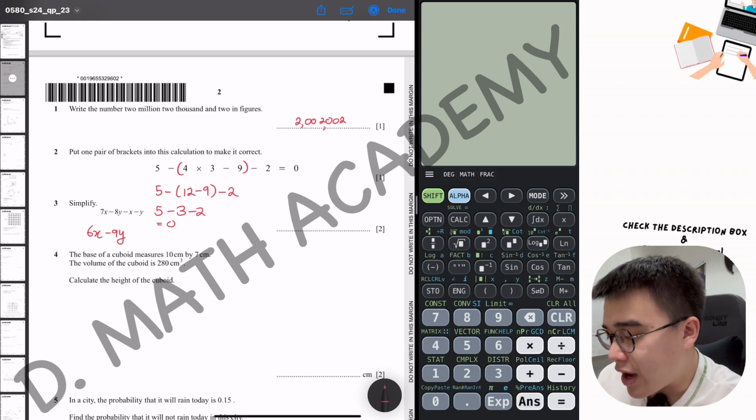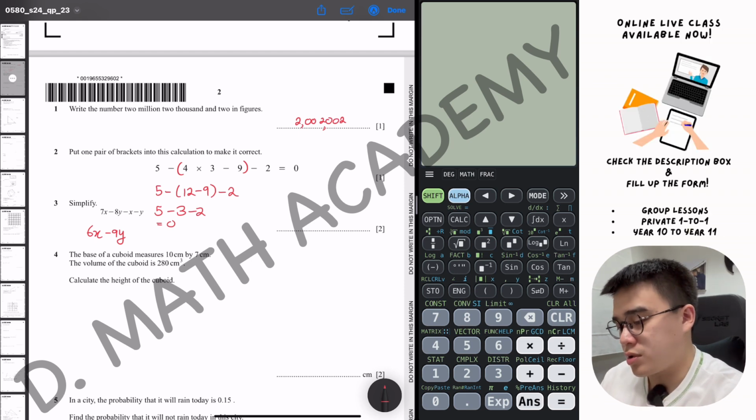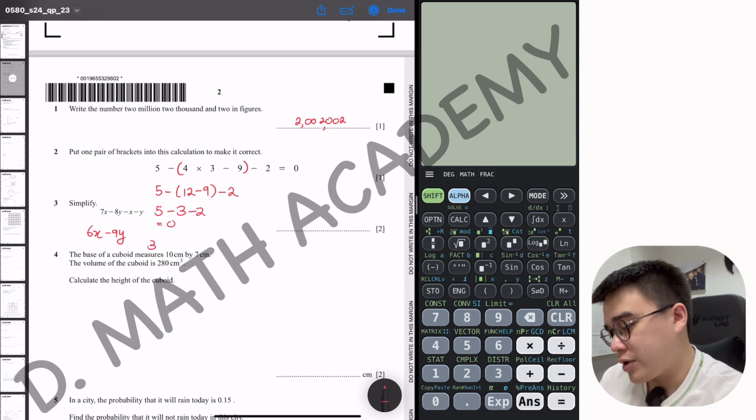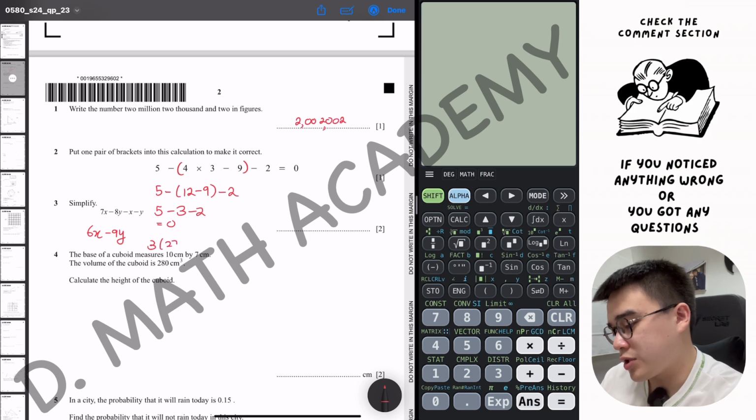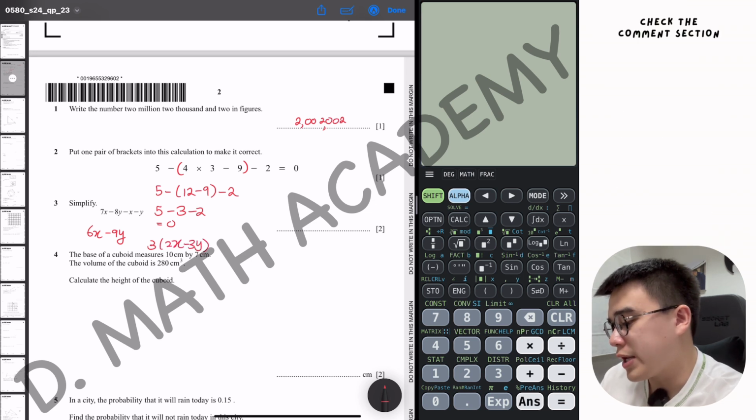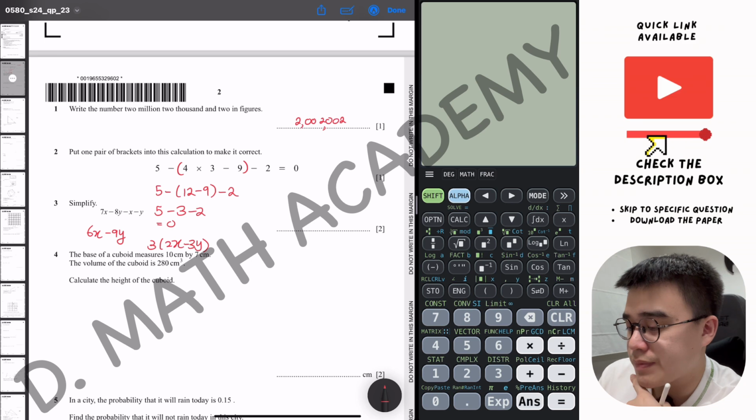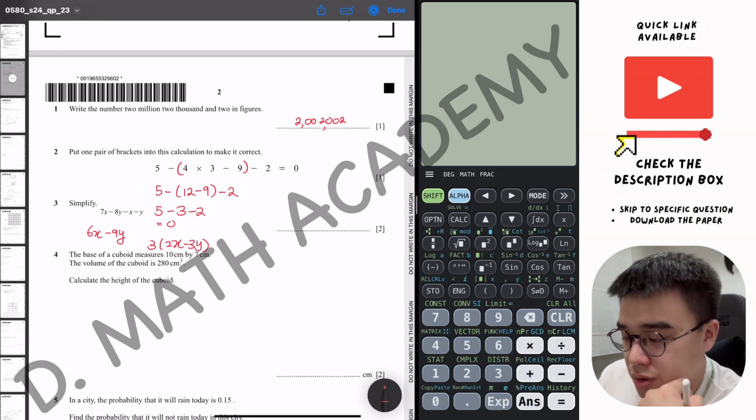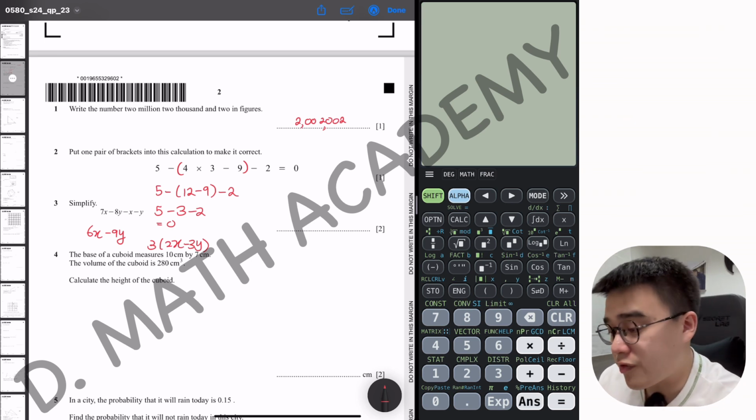If you were to simplify, you can do so by having a 3 extracted. You will get 2x minus 3y. So this is actually the answer that I would use, because it's in the simplest form.